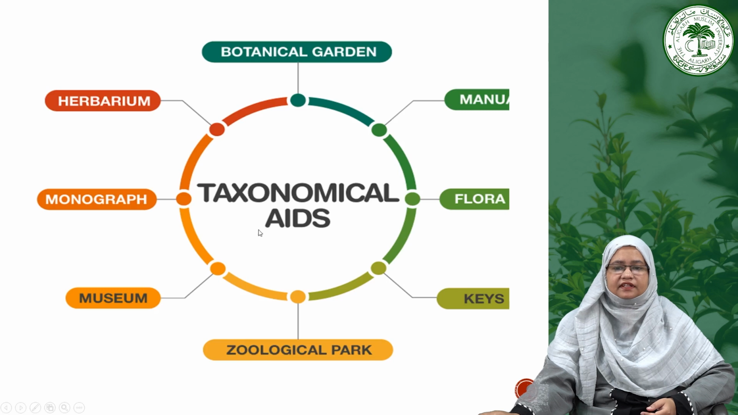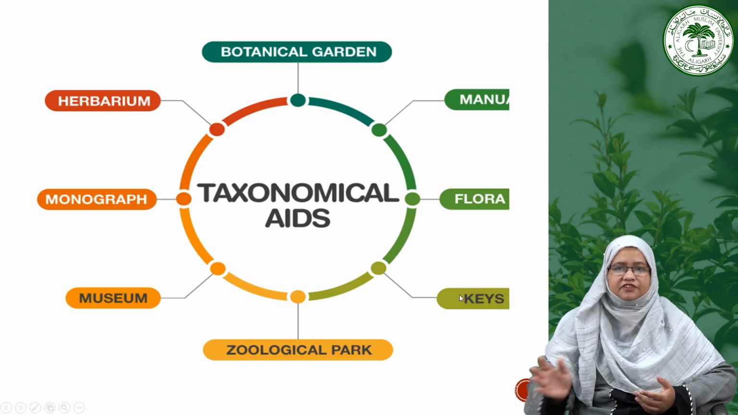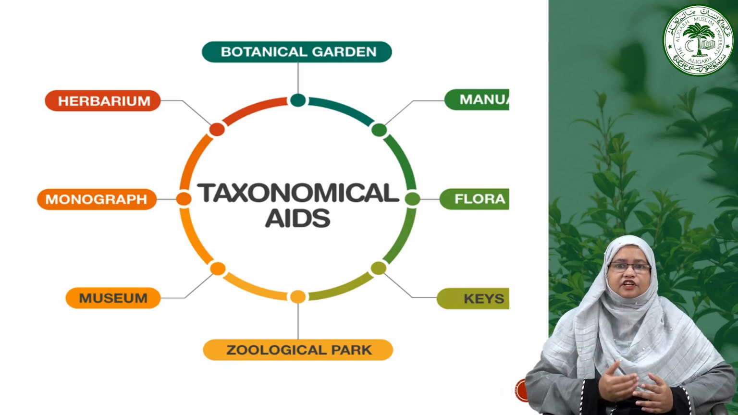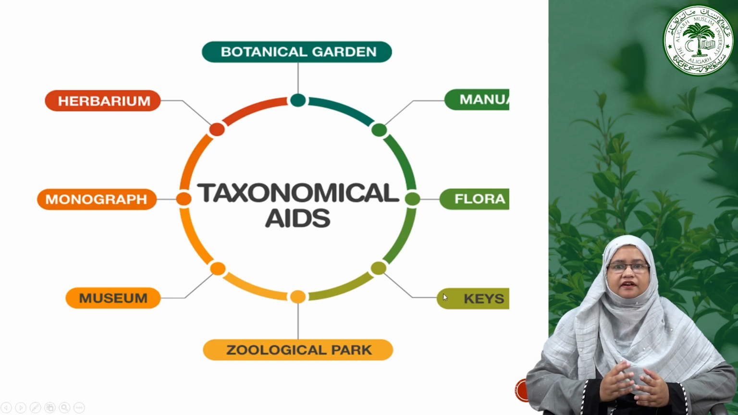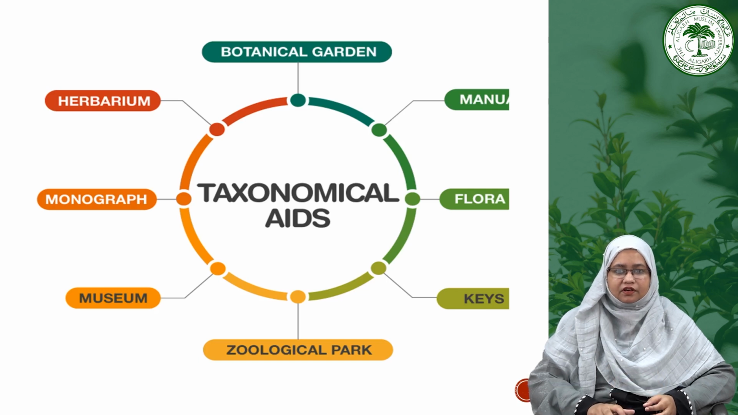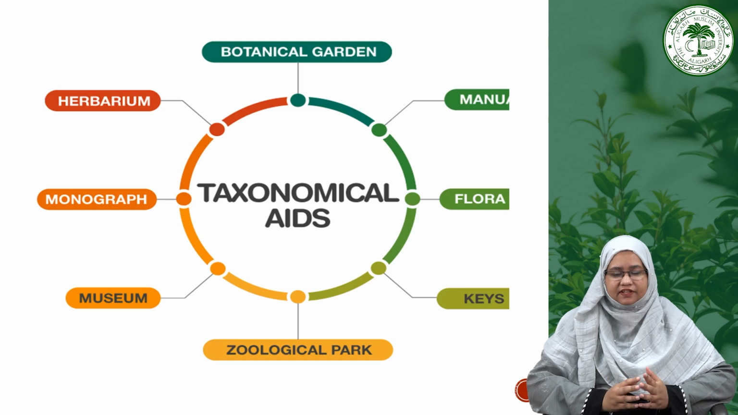Then lastly we have taxonomic keys, which are also very important for reaching a particular or unknown organism, because we cannot read all the documents at a time. So these keys are very important to identify a particular organism and to decide where we have to go. So these are some taxonomical tools or aids that we have been using since very early.